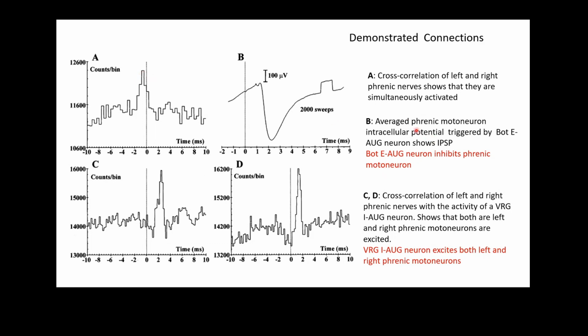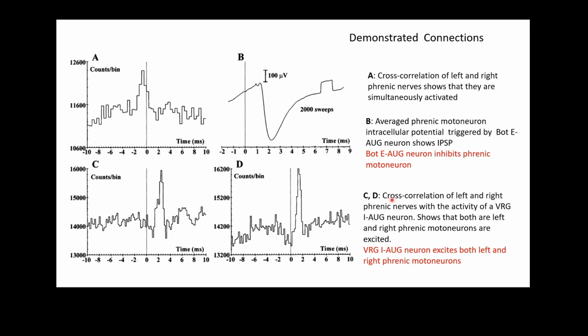So what about averaging the phrenic motor neuron intracellular potential? And this time we trigger that average at time zero and then look to see what the potential was. We trigger it to record the intracellular potential and we average it over 2000 sweeps from this Bötzinger complex e-augmenting neuron. That's an inhibitory postsynaptic potential right here. So we know that the Bötzinger expiratory neuron actually goes down the spinal cord and inhibits the phrenic motor neuron there.